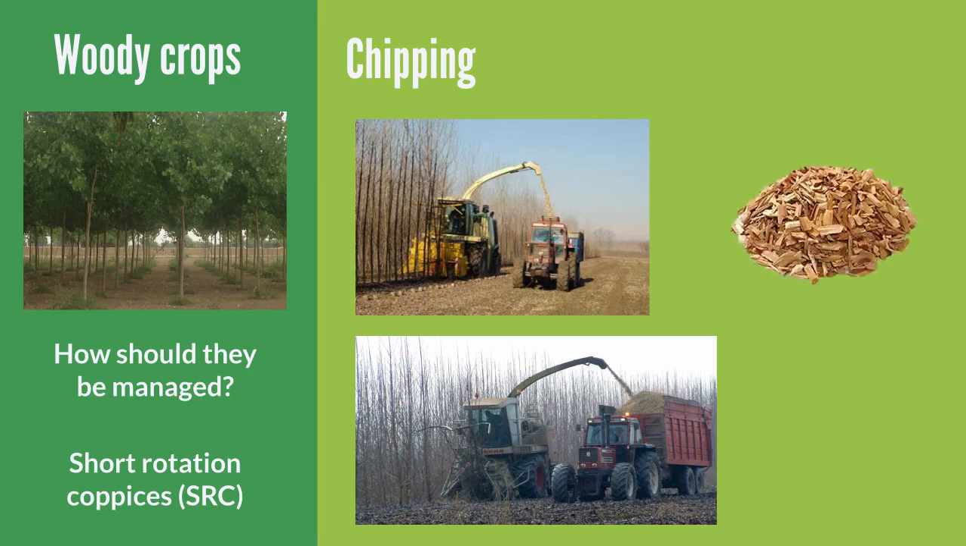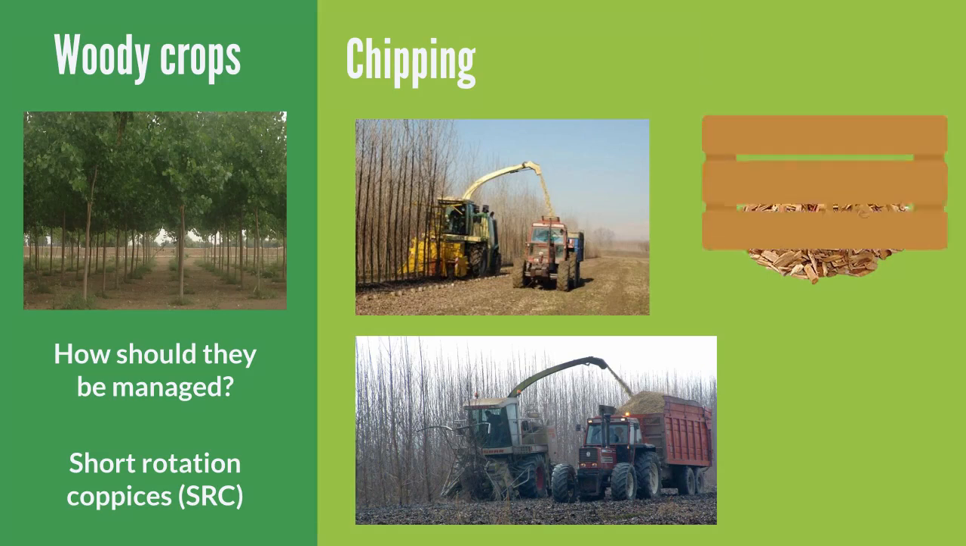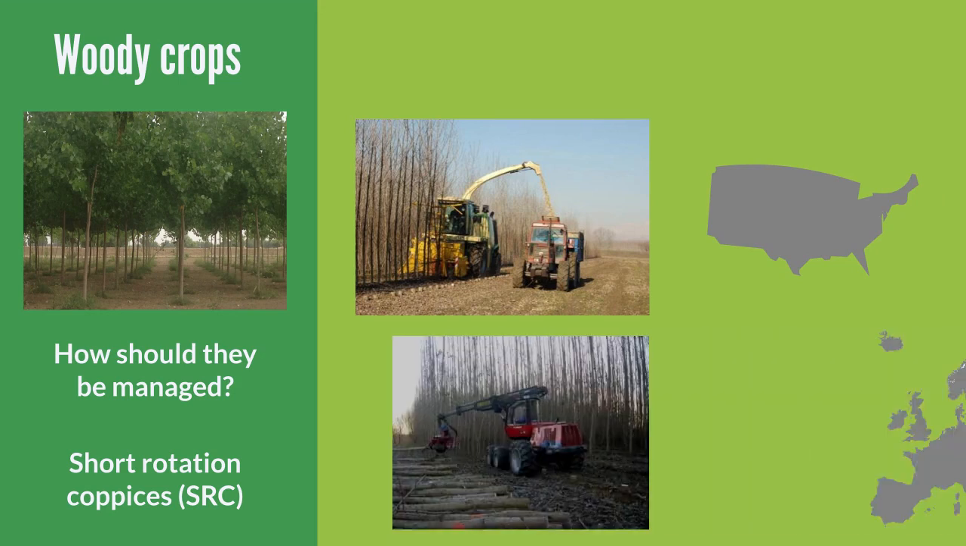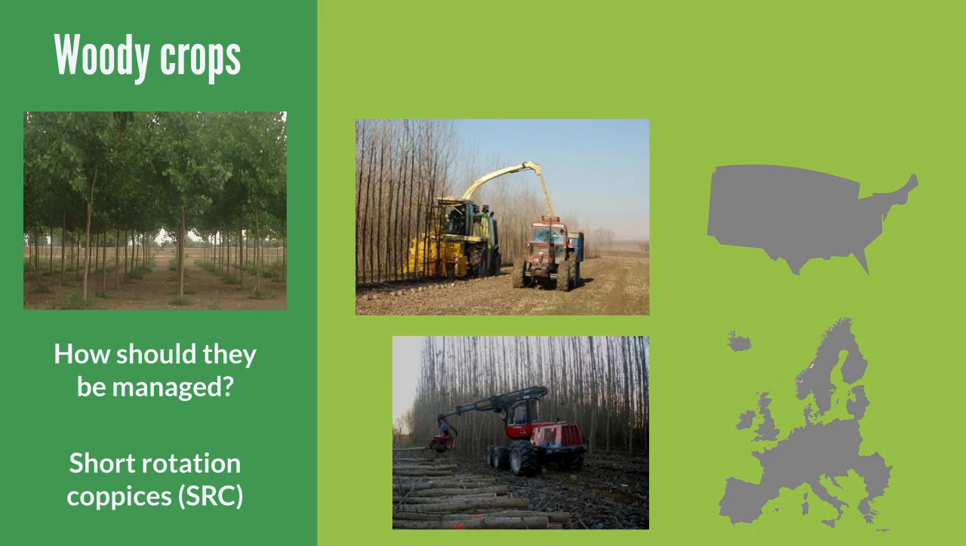Direct chipping in the field is less costly than separate chipping in the store. However, the wood chip should be well stored to prevent degradation. Cutting, chipping systems are more commonly used in North America, while cutting, bundling equipment is widely used in Europe.